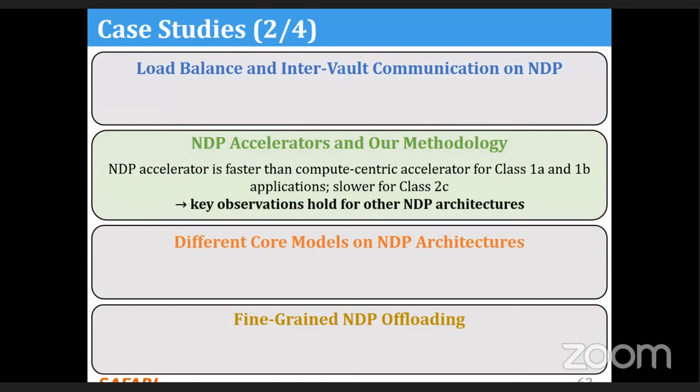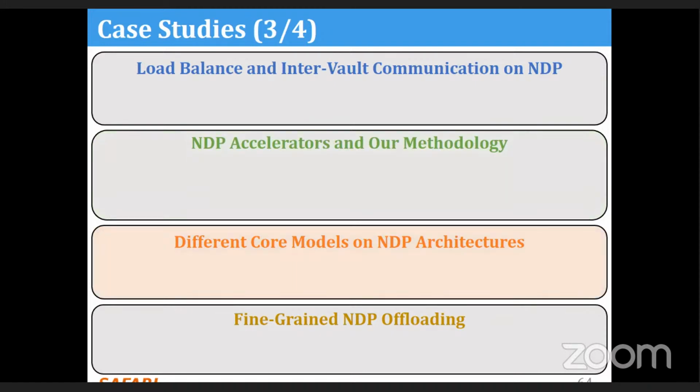Then we also analyze different architectures, right? We talked before about out-of-order and in-order cores, and we also study how our methodology can be good or bad for accelerators as well. And it's interesting that the characterization of the workloads doesn't change significantly if we do it for accelerators instead of general purpose cores, which means that the methodology is good. Then we try different core models as well, in-order cores, as I mentioned before, and finally, different ways of doing the offloading, fine-grained NDP offloading.